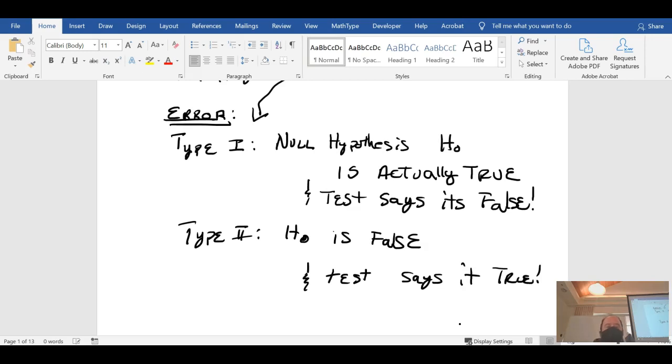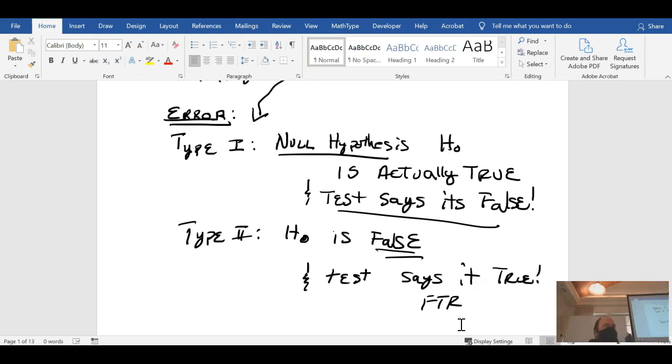So here we're rejecting a true null hypothesis. Here we're failing to reject a false one. Okay? Which one is the worst case? Usually rejecting the true one is the worst situation. Okay? If the null is true and we reject it, that's usually the situation where it's worst case.